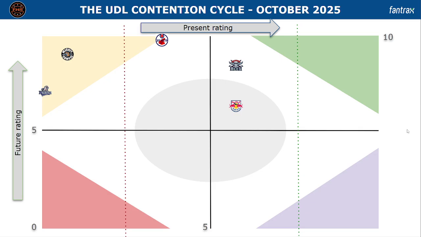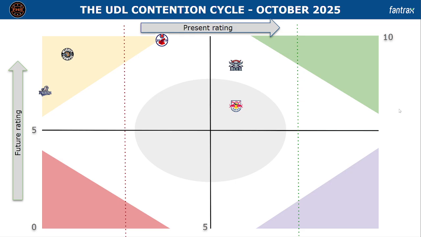If you take a look at the dotted line on the right, it is more or less what separates the contenders from the middle of the pack here, and on the left the dotted reddish line is what separates the teams in clear rebuild from, again, the middle of the pack, more or less.